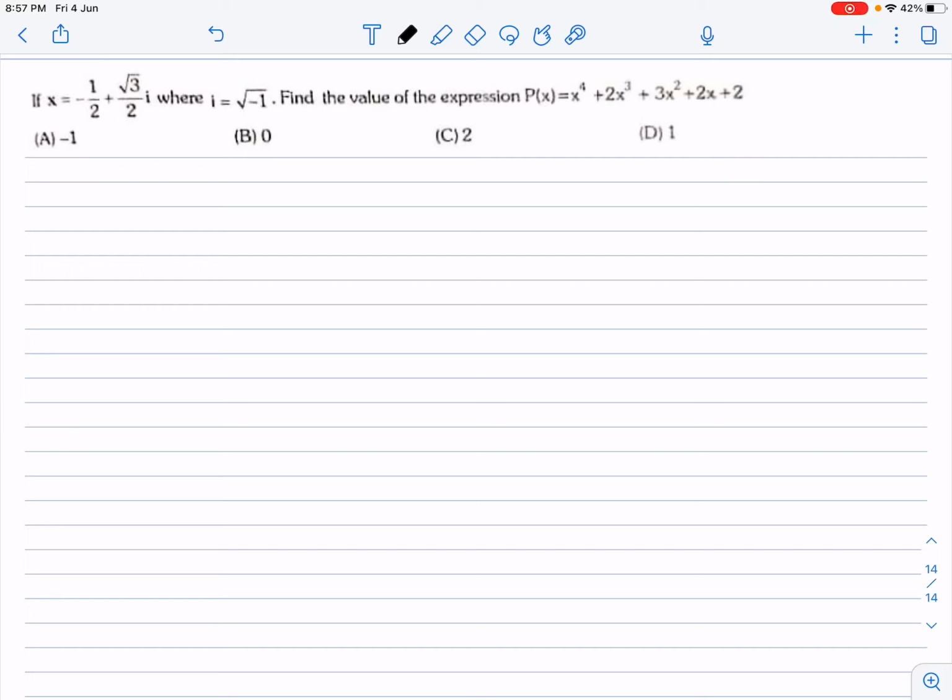So we'll be going to solve this question written on the screen. x is equal to minus 1 by 2 plus root 3 iota by 2, where iota is under root of minus 1. Then find the value of the expression x to the power 4 plus 2x cube plus 3x square plus 2x plus 2. They have asked it to us.